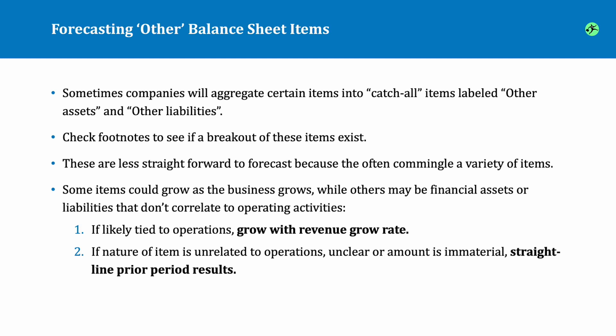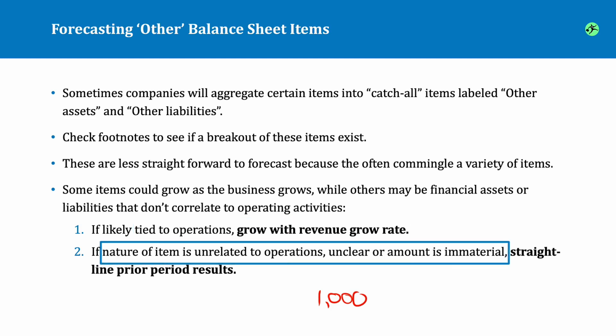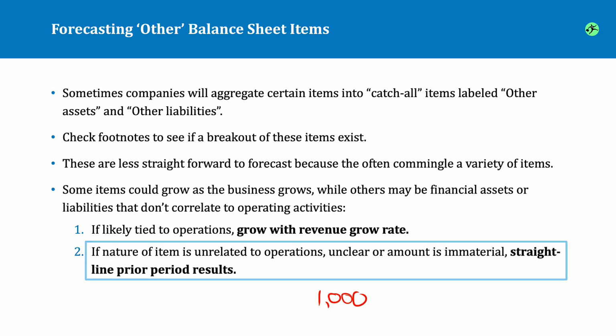or if it's unclear, or the amount is immaterial, and it's a small amount, don't worry about it and simply straight line the prior year's results. In other words, if the last historical year had $1,000 in other non-current liabilities, and you don't know what these are, they're tiny, just keep it at 1,000. The distinction between straight lining and growing with revenue basically says, I think this is tied to operations, it'll grow with the revenue, or I don't know how to grow this. It may go up, it may go down, I have no idea, so we're going to straight line. That's the framework that you should keep in your mind.